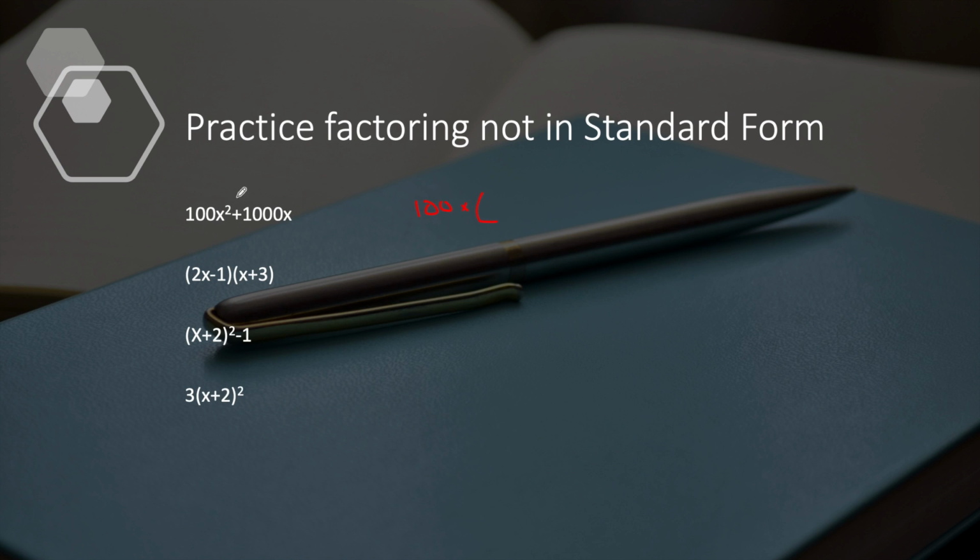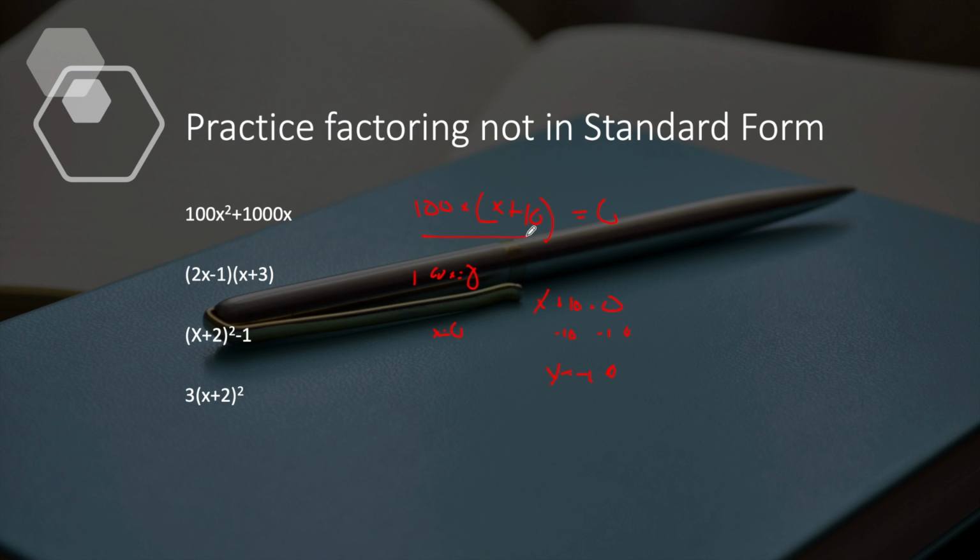Now dividing 100x squared by 100x leaves us with x, and dividing 1000x by 100x leaves us with 10. Now we can set each one of these values equal to 0. 100x equal to 0 will give us x equals 0, but x plus 10 equal to 0, we subtract 10 on both sides, thus x equals -10.